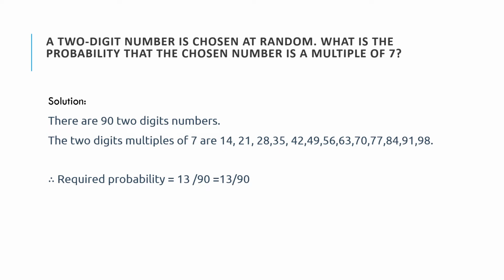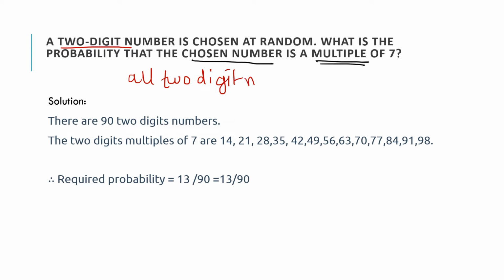What we want here is that when we choose any two-digit number, we find whether the chosen number is a multiple of 7 or not. For that, what would be our sample space first of all? Sample space is the number of possible outcomes. The experiment is choosing a two-digit number, so the outcomes would be all the two-digit numbers.